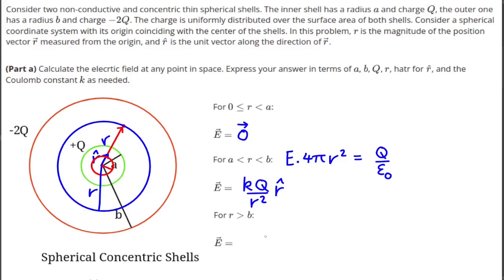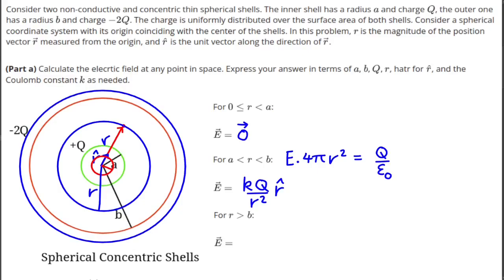And the electric field outside both spheres can be obtained by constructing another Gaussian surface. Again we have a surface with a radius r. The electric flux through the surface is E times 4 pi r squared, and that's equal to the enclosed charge, which is minus 2q distributed on the outer shell, plus q distributed on the inner shell. So we get minus q on epsilon naught. Therefore the electric field is minus kq on r squared in the radial direction.